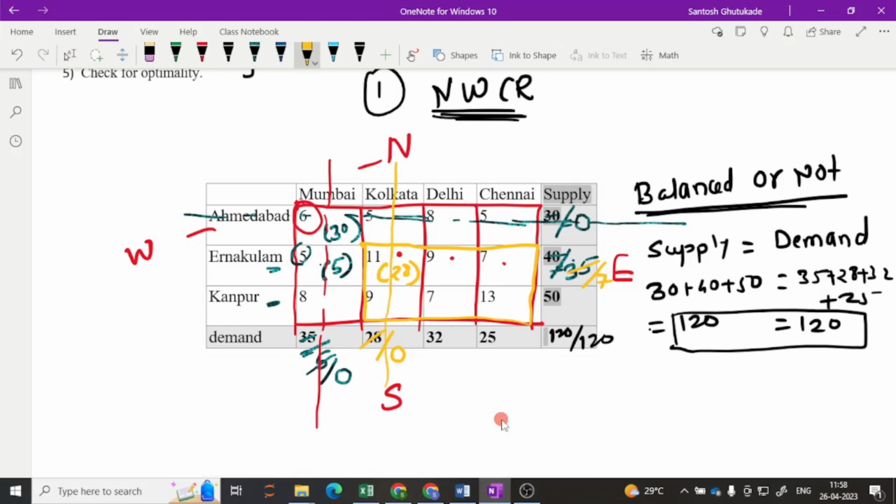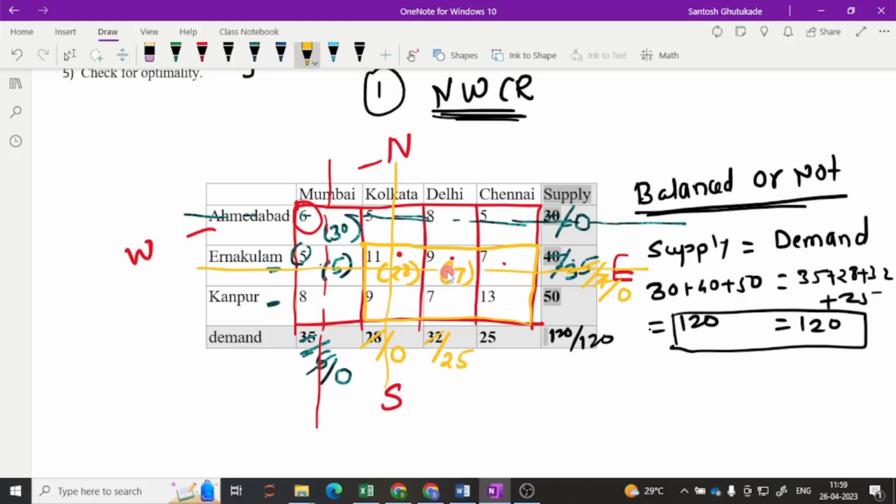Which one is at the northwest corner? 9 is at the northwest corner. Here the supply is 7 and the demand is 32. So we will give the 7 here to fulfill demand. The remaining 25 demand is unfulfilled and the supply is finished, from 7 to 0. Now we will cross this row because this row becomes 0.